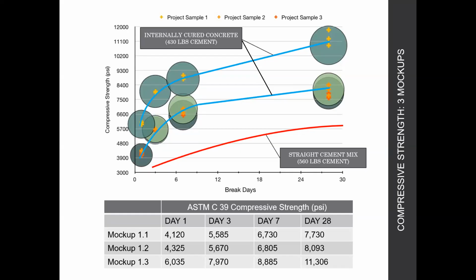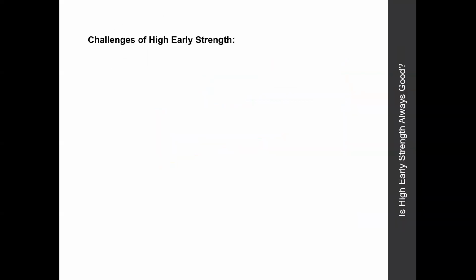You'll see in day 1, we had 4,120. One of the mock-ups even hit 6,000 after 24 hours. So that's pretty eye-opening if you have some familiarity with concrete and what traditional breaks look like. At 28 days, we got up over 11,000 on one of the mock-ups, which leads to the next point. It came in over 10,000, and my first thought was, wow, that's way higher than I thought. That might not be good. That may be too high.